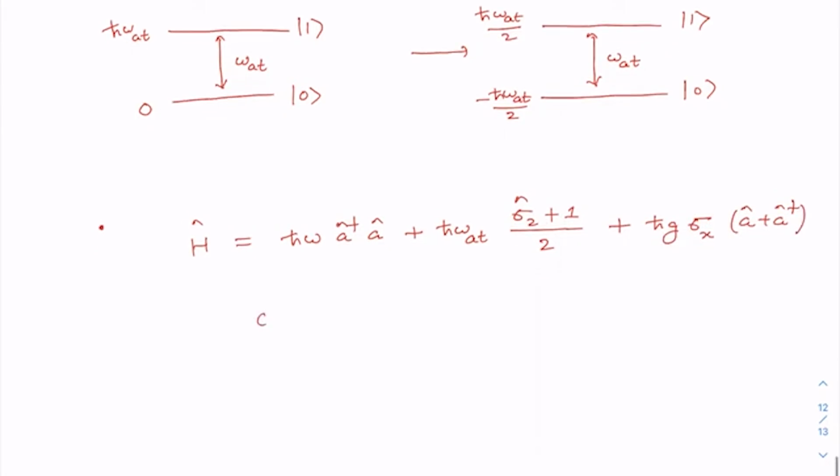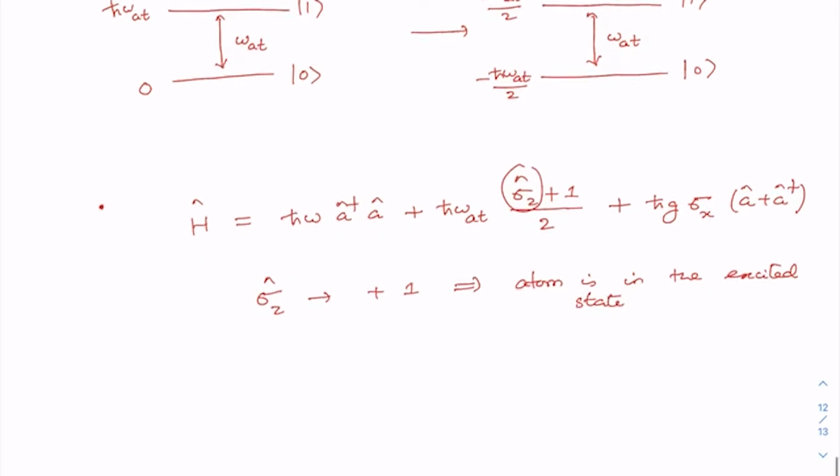Now you see that when σ_z is equal to plus 1, this refers to the fact that the atom is in the excited state, and you can immediately see that if I put σ_z equal to plus 1 here, then the energy of the excited state of the two-level atom would be simply ħω_atom. On the other hand, when σ_z is equal to minus 1, then the atom is in the ground state. Okay.